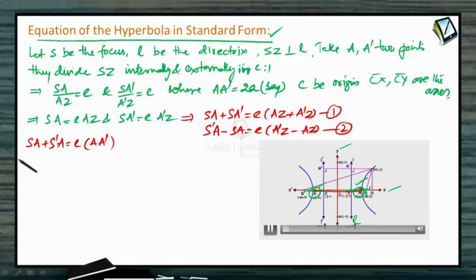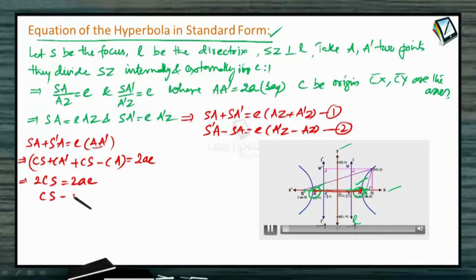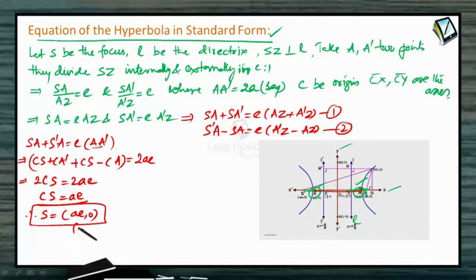Now I can replace SA and S dash A in terms of CS plus CA dash plus CS minus CA, which is equal to 2a. This is 2a, so 2ae. Therefore geometrically C and C dash are equal, hence I will get 2CS is equal to 2ae, therefore CS is equal to ae. As C is the origin, the coordinates of point S are ae comma 0. This is the focus.